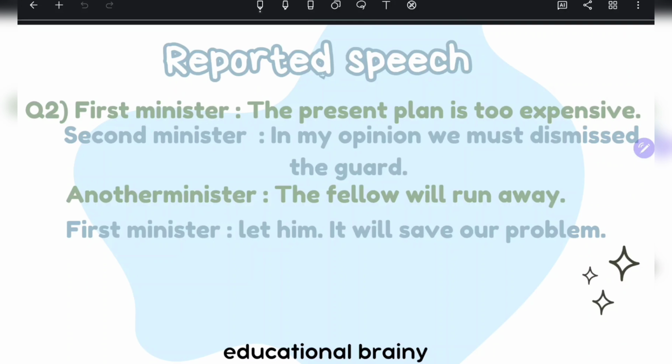The first minister: The present plan is too expensive. The second minister: In my opinion, we must dismiss the guard. Another minister: The fellow will run away. First minister: Let him. It will save our problem.